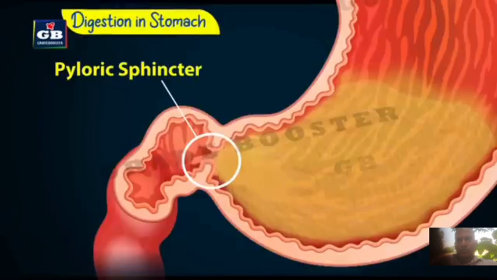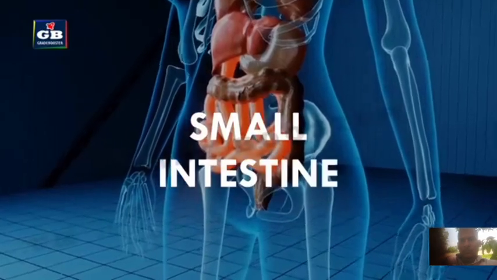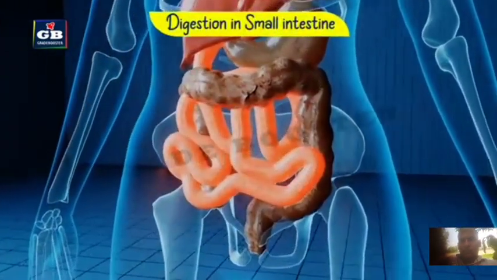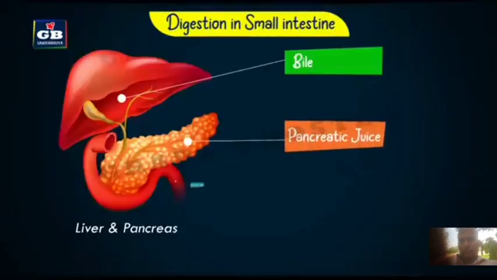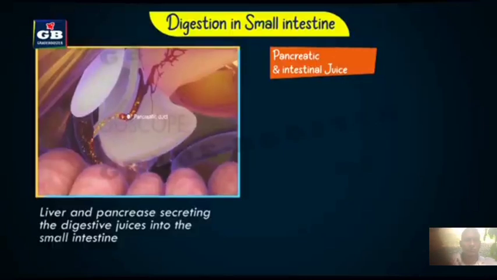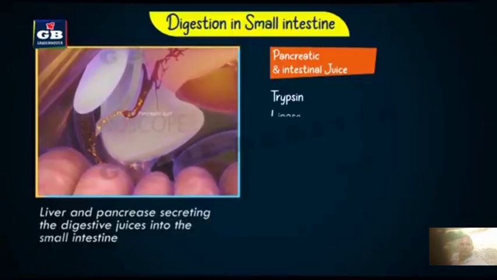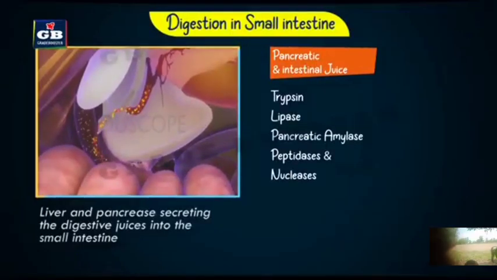At the end of the stomach, there is a muscular sphincter called the pyloric sphincter. This sphincter releases the partly digested food slowly into the small intestine. The small intestine is the longest part of the alimentary canal. It is highly coiled to fit in less space. Pancreas secretes pancreatic juice, intestinal glands secrete intestinal juice, and liver secretes bile juice into the small intestine. Pancreatic juice and intestinal juice have enzymes like trypsin, lipase, pancreatic amylase, peptidases, and nucleases. These enzymes help in the digestion of carbohydrates, fats, and proteins.